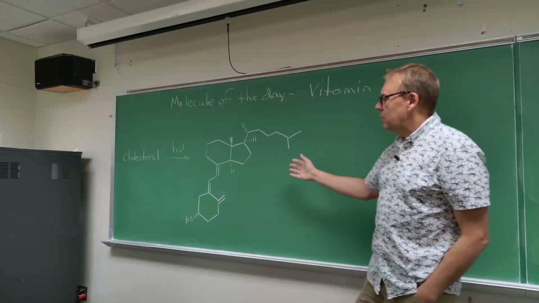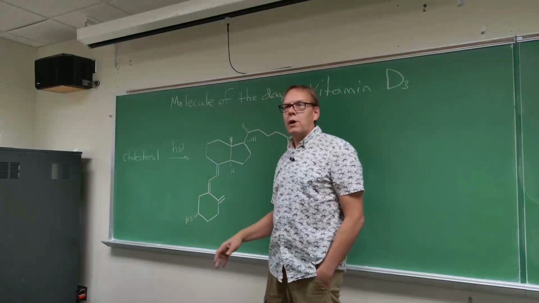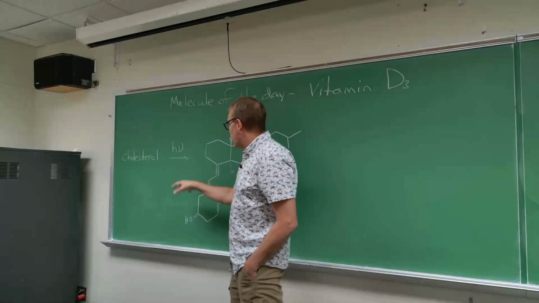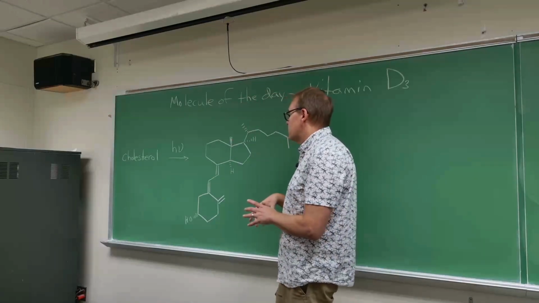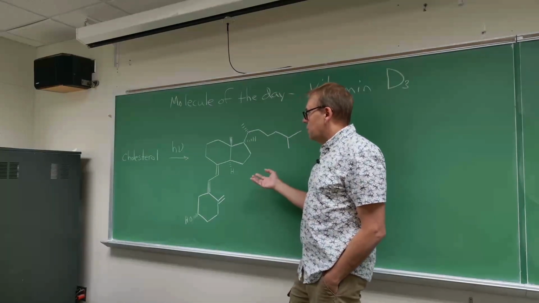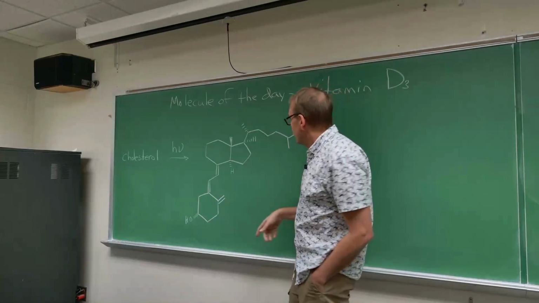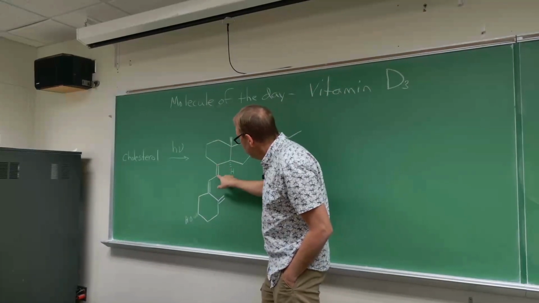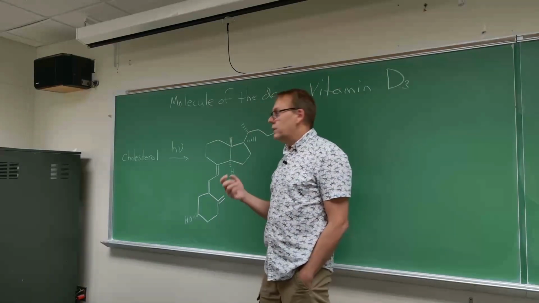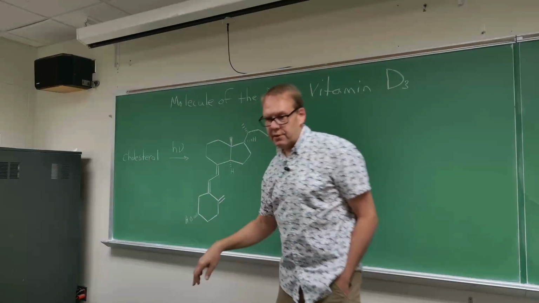It derives from cholesterol. So cholesterol is a natural lipid that's present in your body. When that gets exposed to UV light, that promotes a reaction that causes a ring in cholesterol to break. And that generates this molecule. And what's interesting about this molecule, besides its nutritional importance, is that it's got a conjugated system. So there is a double bond here, and a double bond here, and they're all adjacent to one another such that their p orbitals can overlap. So this is a conjugated system.